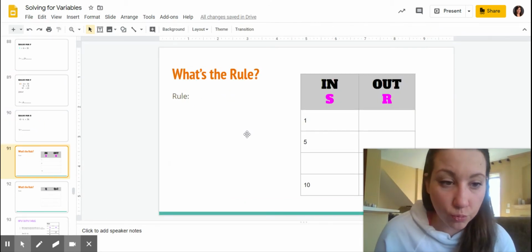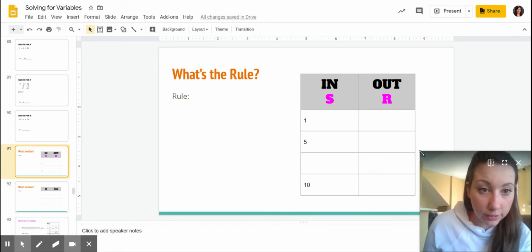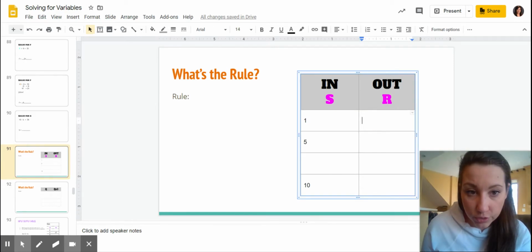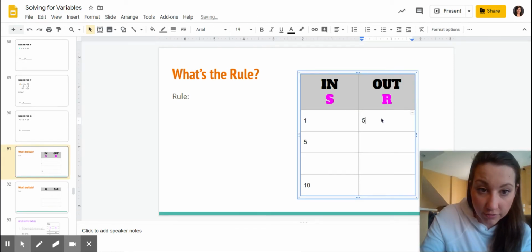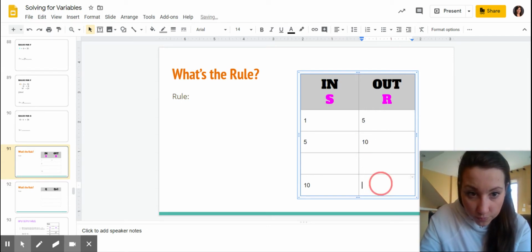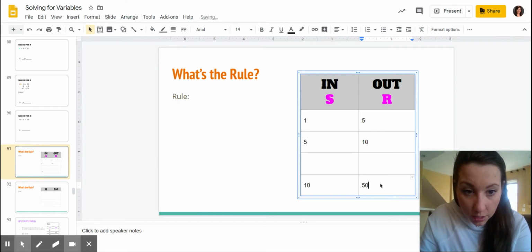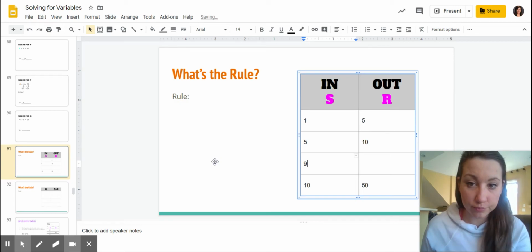Let's skip ahead to what's my rule. This is what we've been working on all week long, and I am going to fill in some blanks really quick that I see I left out here. All right, let's get started.